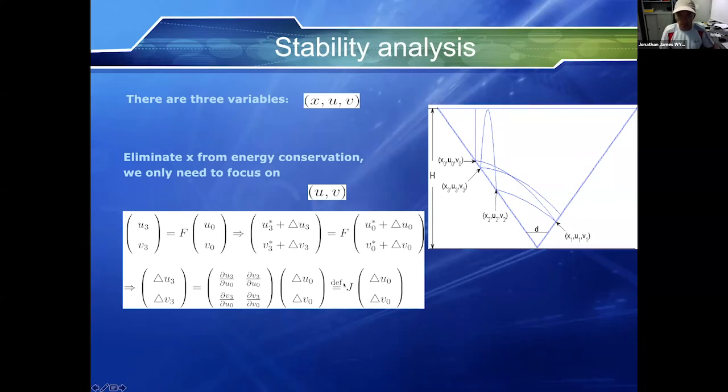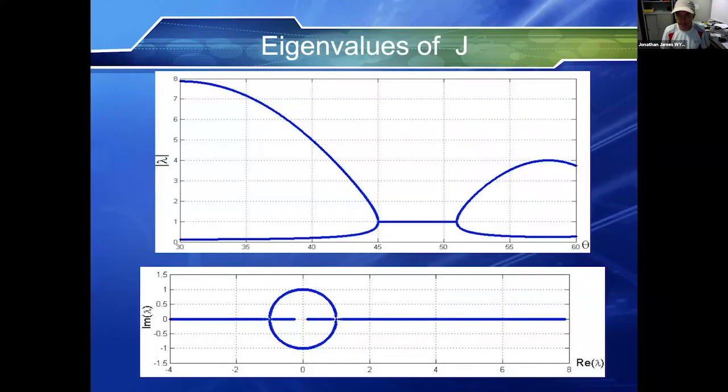And then I can linearize around that fixed point. If I linearize, I've just got a simple 2x2 matrix, which is just multiplying the deviations from the solution. And if I work out the eigenvalues of that matrix, what you get is the following. So this is the angle, here's probably between 30 and 60. And of course, if one of the eigenvalues has modulus bigger than one, then that fixed point will be unstable. And as you can see, as long as you're less than 45 degrees, you will get an unstable orbit.